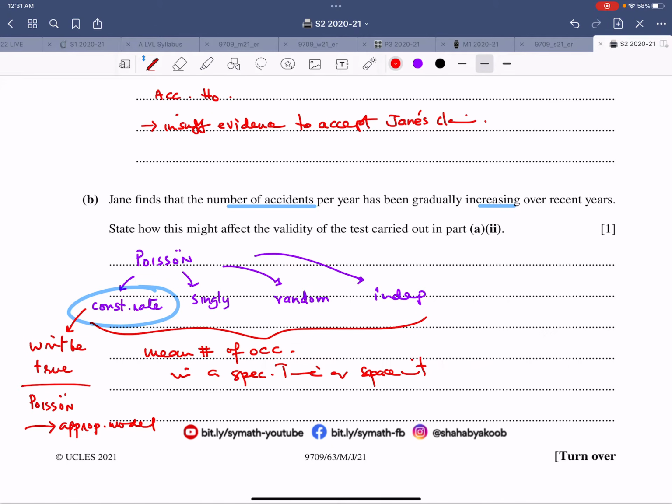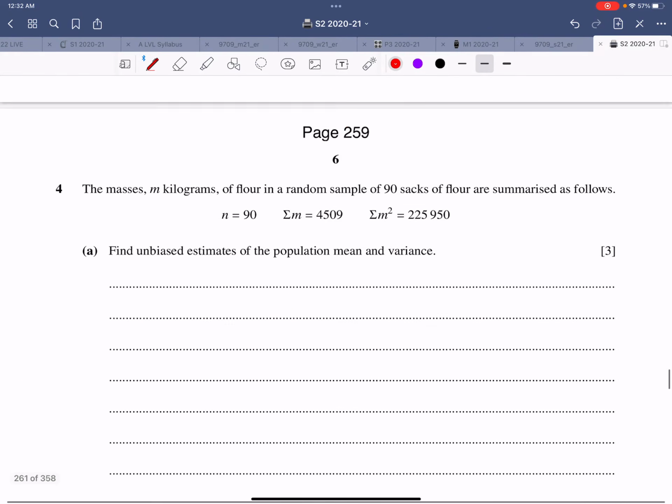So therefore, how might this affect the validity? Basically it would be invalid, as lambda is no more constant. So that is the working for this one. Poisson distribution model is not valid.